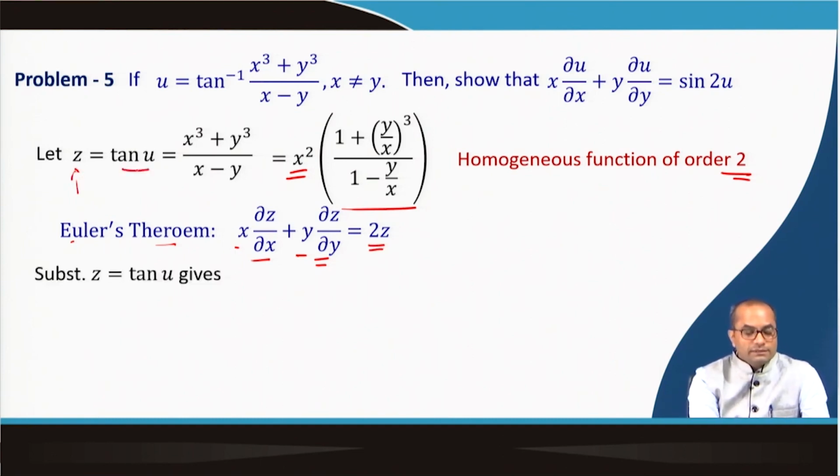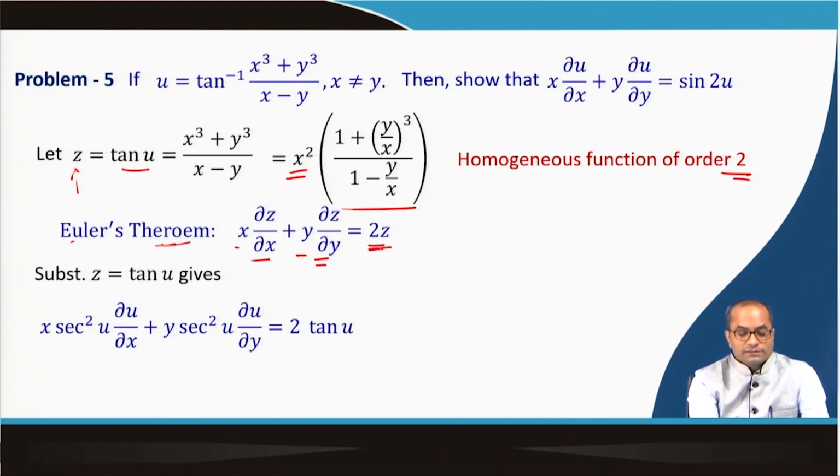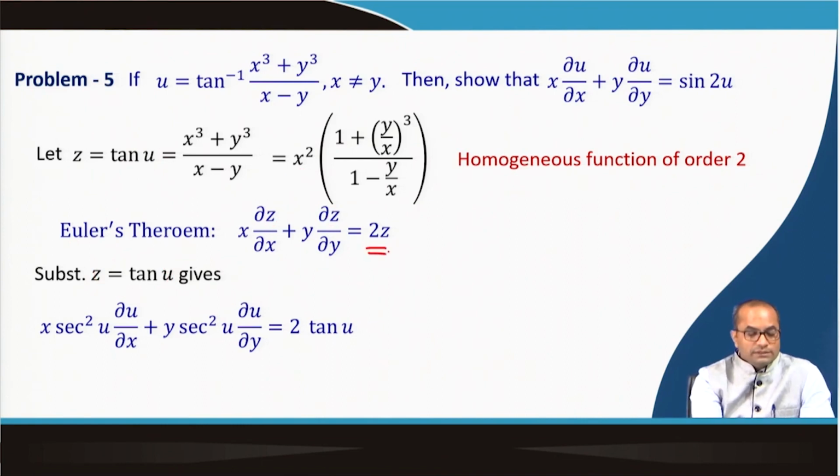So, if we apply that, what will happen? We have applied this Euler theorem, the result says 2z. Now, this z is equal to tan u, we can substitute here, because z was a homogeneous function of order 2, therefore this 2 has come there, 2 into z. So, if we substitute z is equal to tan u here: x into del z over del x, so z is tan u, so the partial derivative with respect to x will be sec square u and del u over del x. Then we have y, and again the same situation here, sec square u and del u over del y is equal to 2 times z, z is tan u.